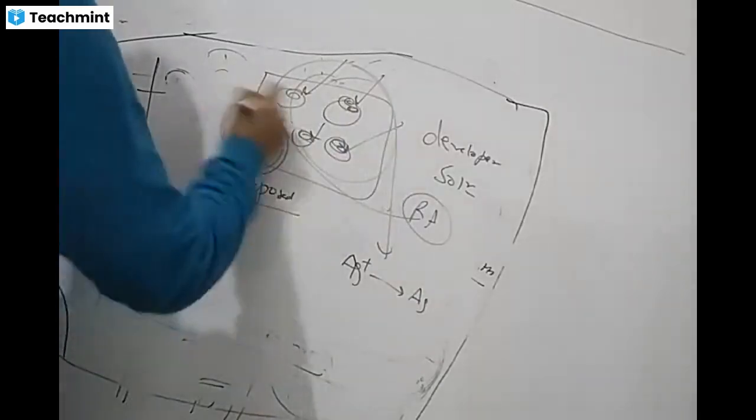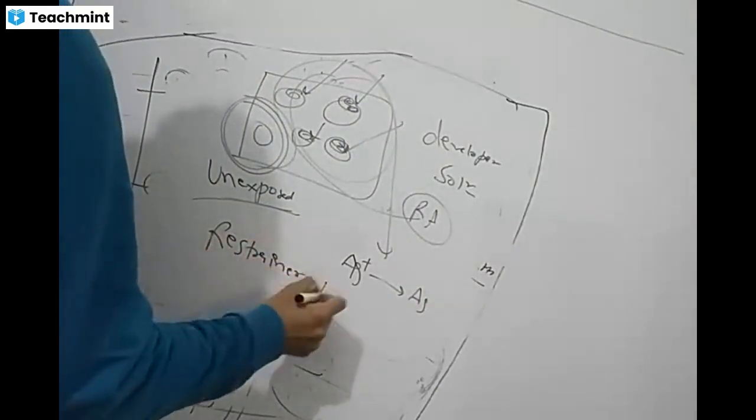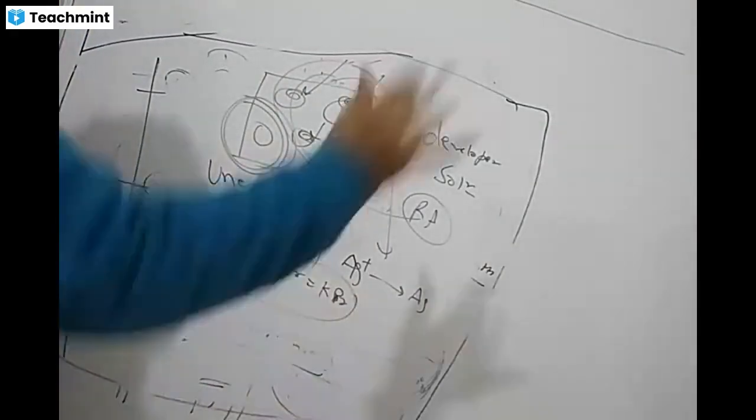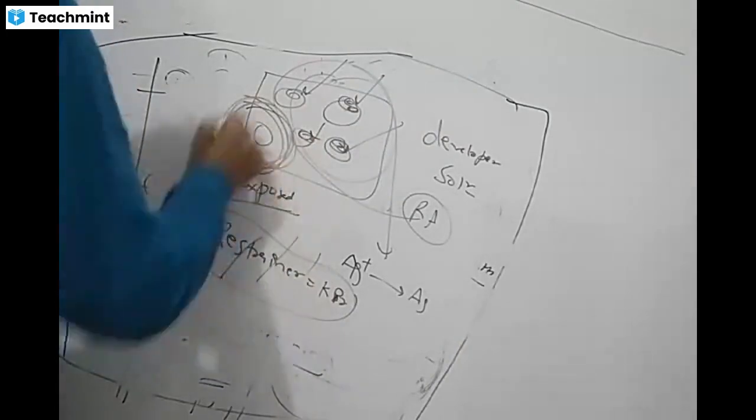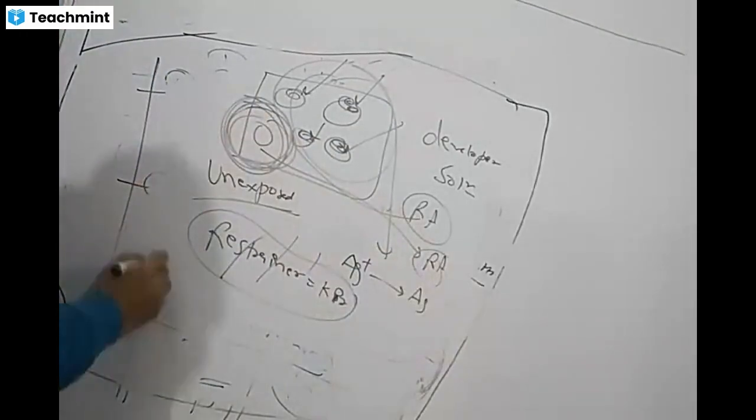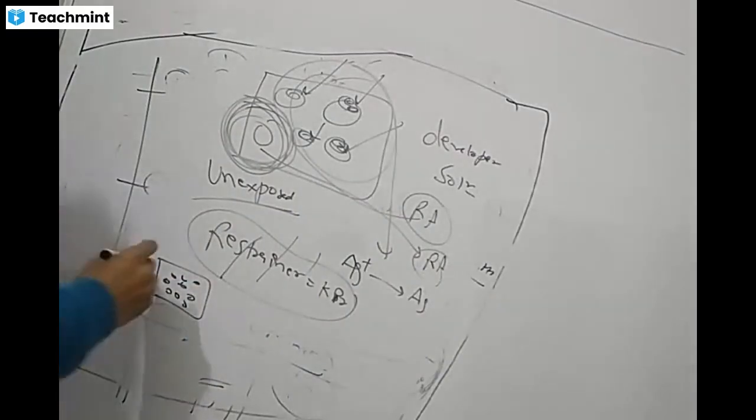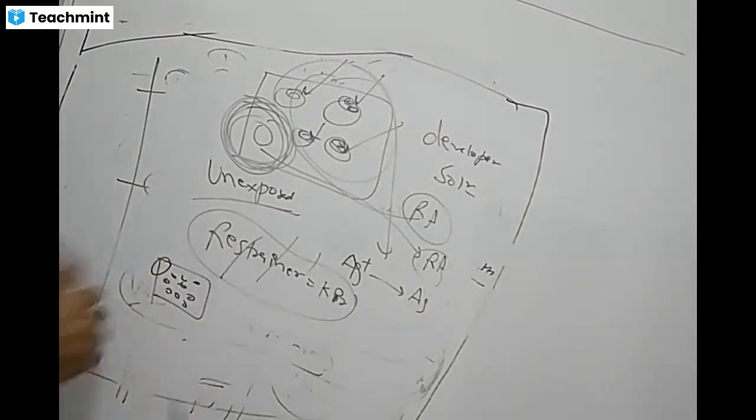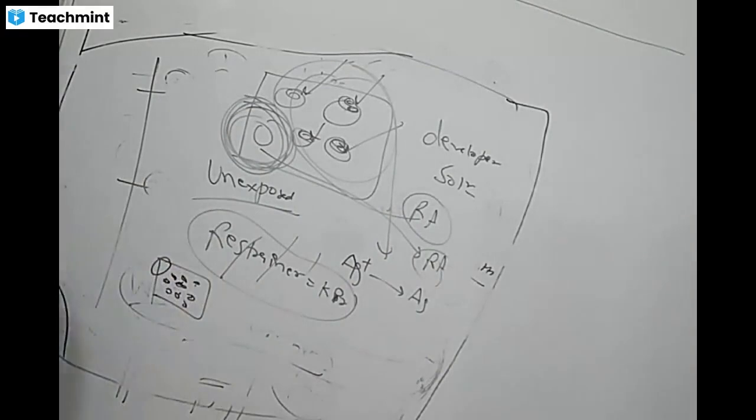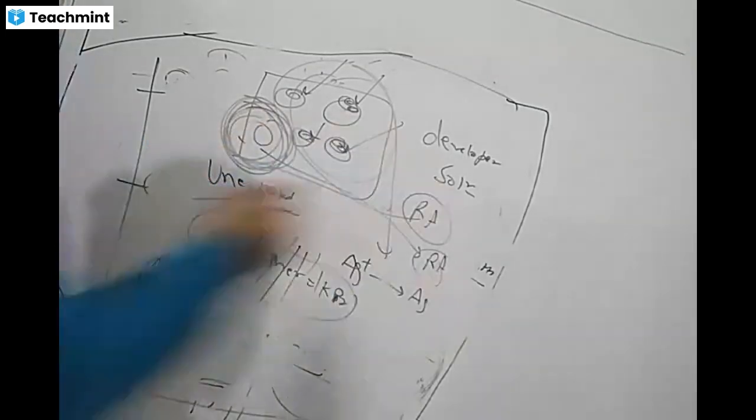Who will stop the reduction of this? This is the restrainer. Who is restrainer? KBr, potassium bromide. If we remove this restrainer from the developer solution, then this 5th crystal will also get reduced, because this crystal in the interstitial area is having Ag+. Although it is not having any latent image center, still because of defect, it is having interstitial Ag+. So if you remove the restrainer, then this unexposed will also get reduced.